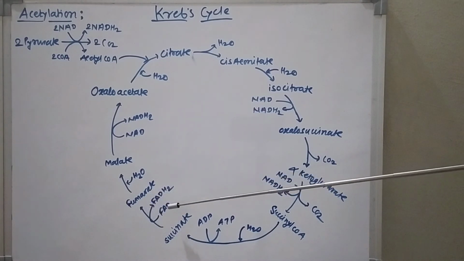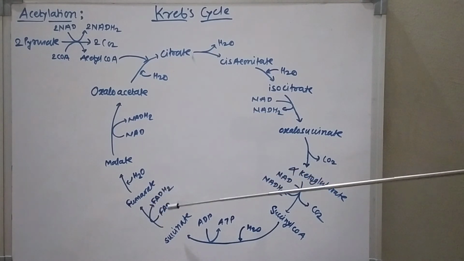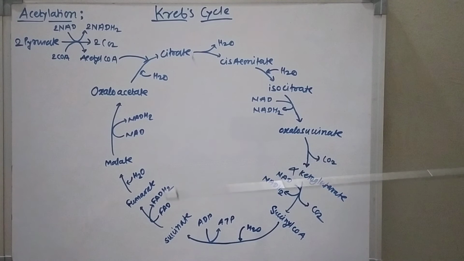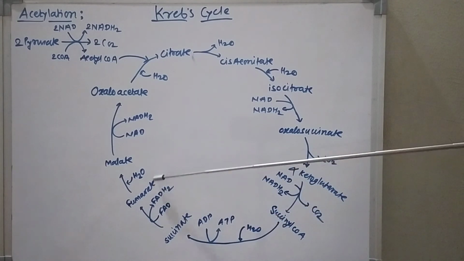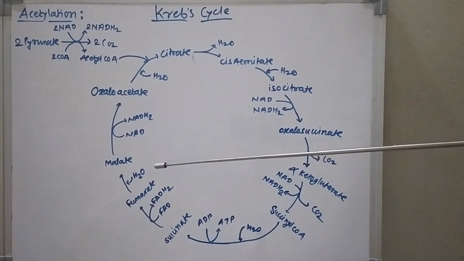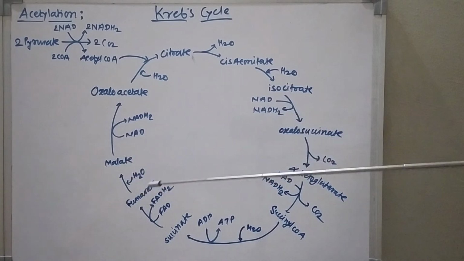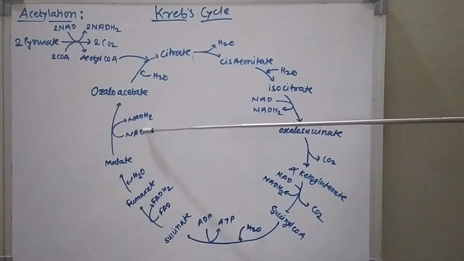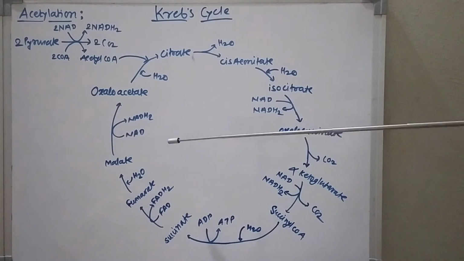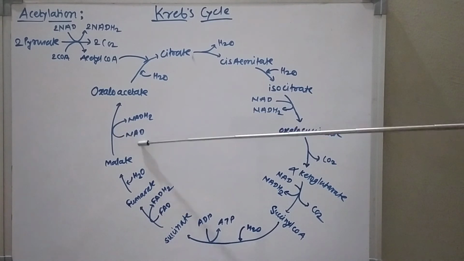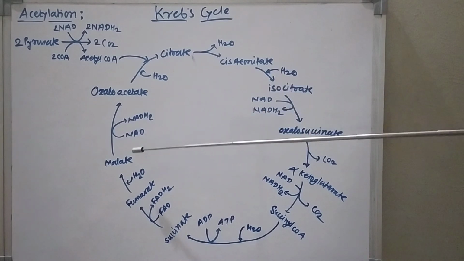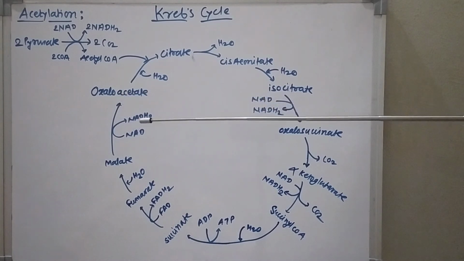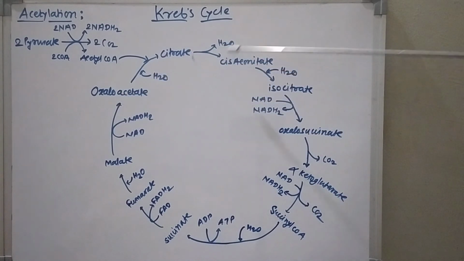Here the lost H2 is accepted by coenzyme FAD to form FADH2. Now the fumarate again reacts with water and gets converted into malate, while the malate by dehydrogenation, meaning again H2 is lost from malate, and that H2 is accepted by NAD, forms NADH2. Due to loss of H2 from malate, the malate gets converted into oxaloacetate. Here the Krebs cycle is completed.